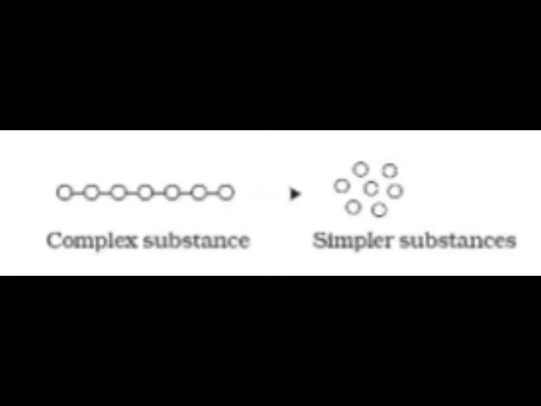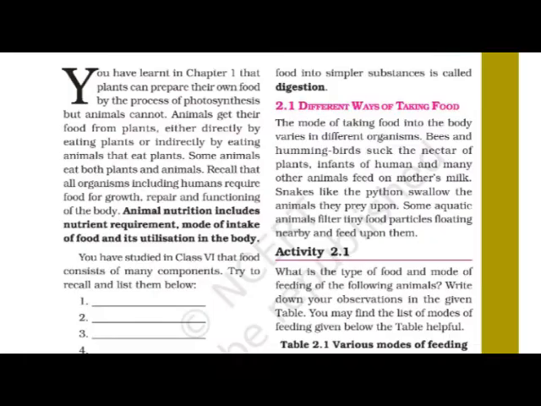Here you can prepare the definition also. That is what is meant by digestion. Define digestion. You will understand that. The definition will be the breakdown of complex components. Complex means what? It is difficult to digest. Okay, breakdown means just to convert into simple substances. The breakdown of complex components of food into simpler substances is called digestion.